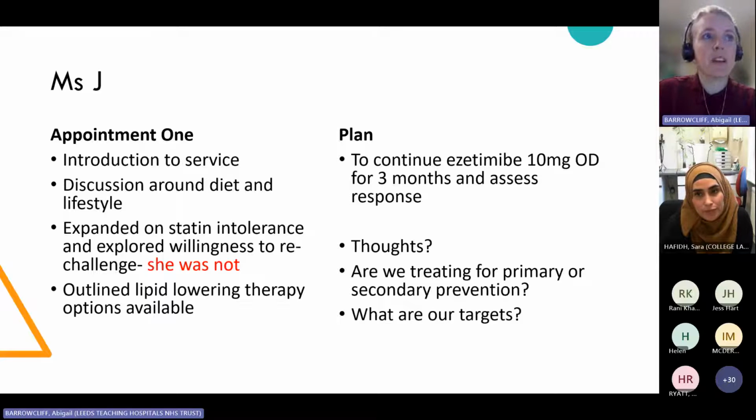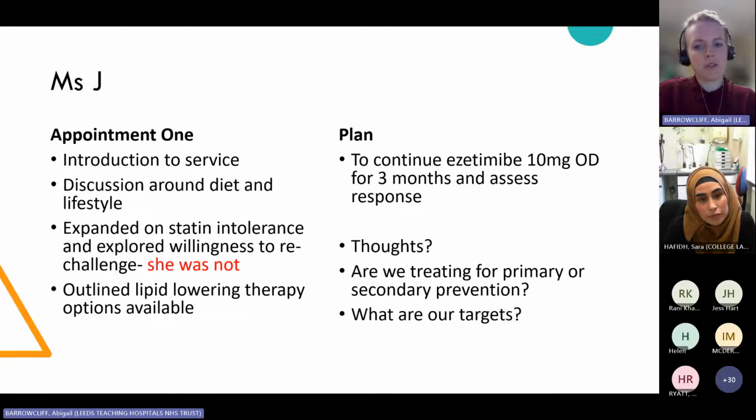We explored her statin intolerance in more detail. She suffered in particular with hair loss, which we know is a known side effect of statins, but she was also having trouble with forgetting words. Now, Ms. J worked as a translator and therefore she was not keen to risk a re-challenge of statins as it impacted on her work. As she had just started the ezetimibe, we agreed that she would complete 3 months on it and then we would assess for response afterwards.